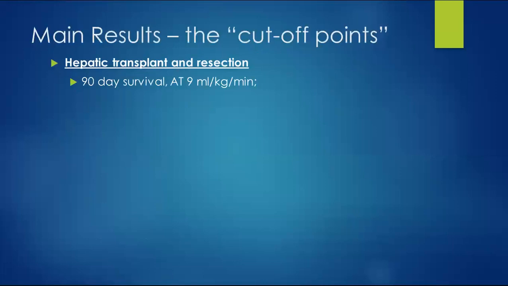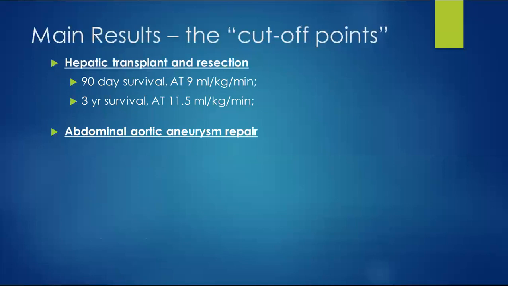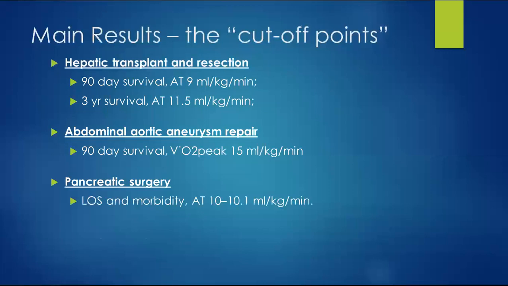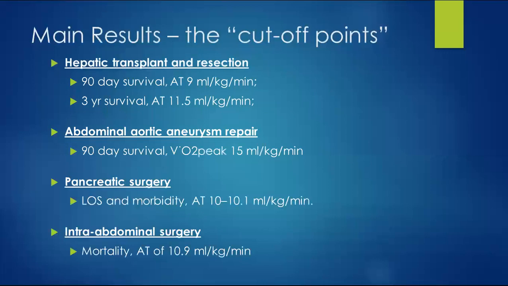So some of the liver surgeries found 9 mils per kilo per minute was the cutoff point for 3-year survival. Obviously, it increases to about 12 mils per kilo per minute you have to be obtaining in order to reach that survival. For AAA, again, it's actually much higher. It's 15 mils per kilo per minute. Pancreatic surgery is about 10. Intra-abdominal general non-specific is about 11 mils per kilo per minute.